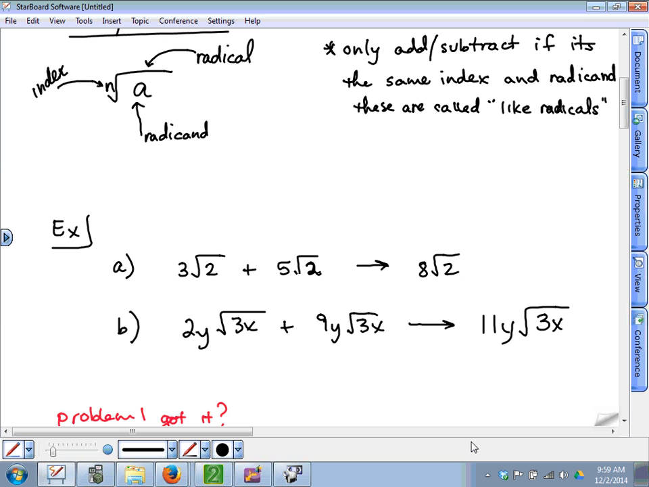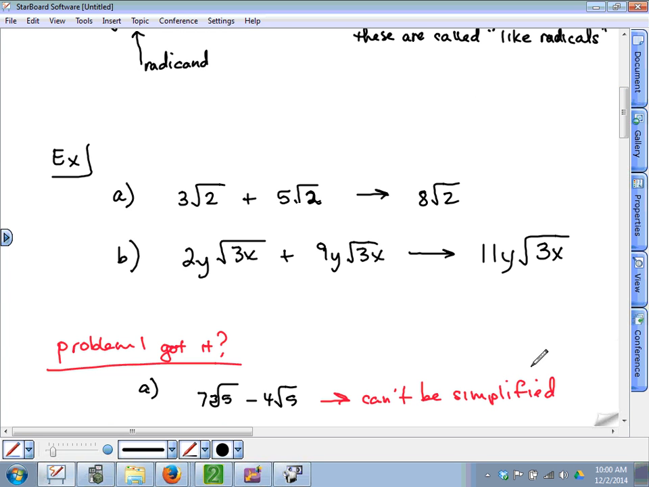So the very, very top of page 247, there's a problem 1. Got it? Yeah, do the problem 1 got it problem. Just part A. For right now.